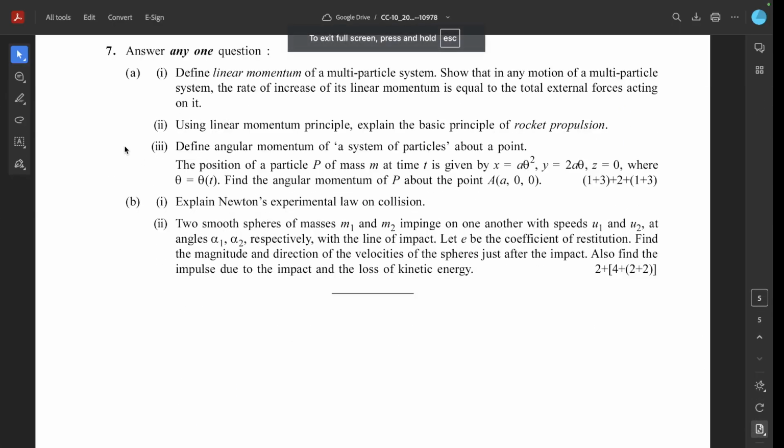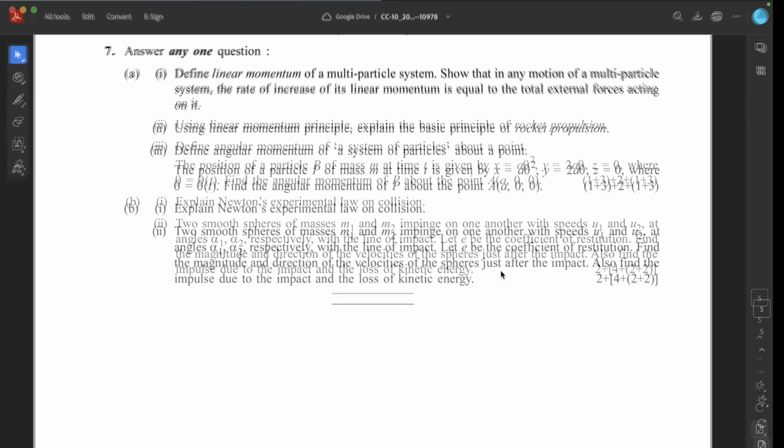Next question 7b1. Explain Newton's experimental law on collision. And part 2: two smooth spheres of masses m1 and m2 impinge on one another with speeds u1 and u2 at angles alpha 1 and alpha 2 respectively with the line of impact, and let e be the coefficient of restitution. Find the magnitude and direction of the velocities of the spheres just after the impact. Also find the impulse due to the impact and the loss of kinetic energy.